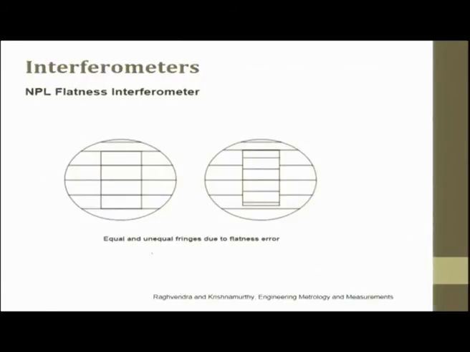So, if the surface is flat, you can see the fringe patterns are continuously the same. If there is a difference in flatness, then you can see a shift in the fringe patterns. So, these are equal and unequal fringe patterns due to flatness error. This is a flat surface, this is an error surface. Now you can measure the distance and the number of fringes, and find out what the error is.